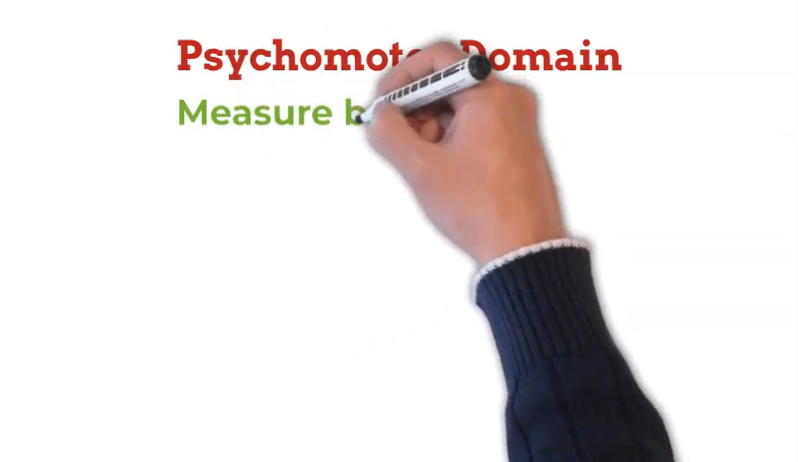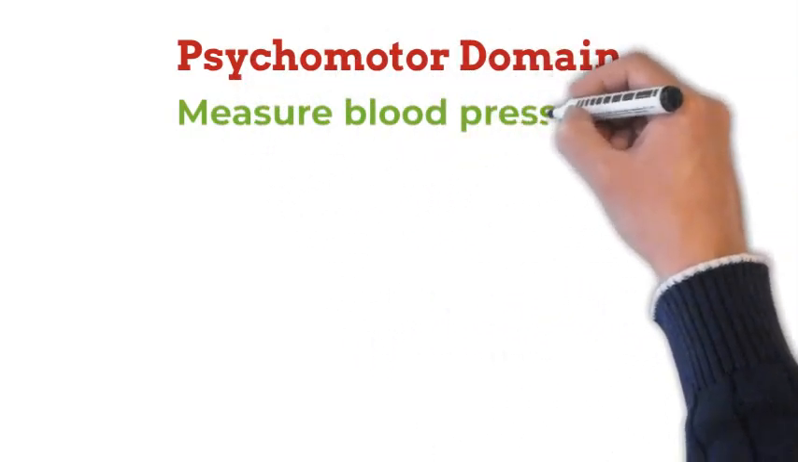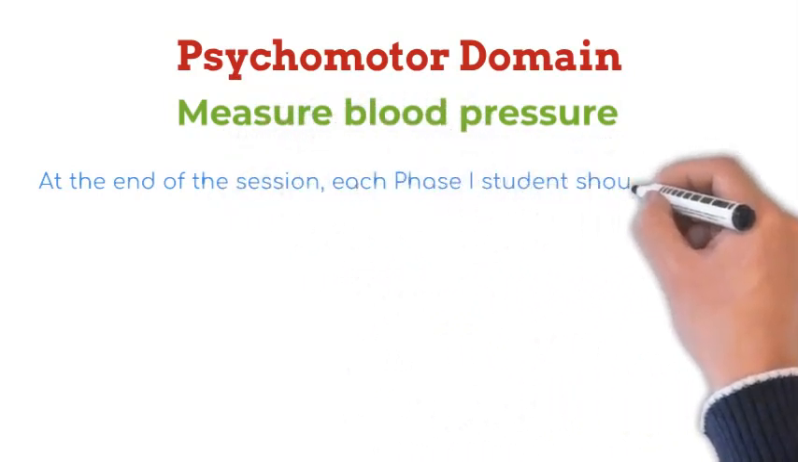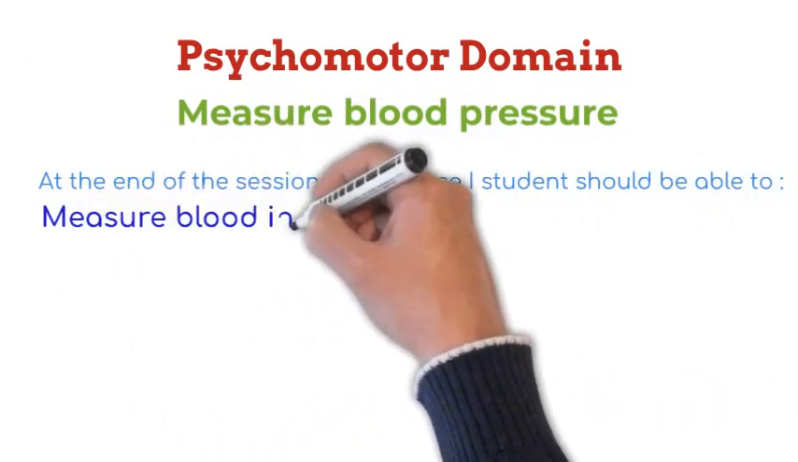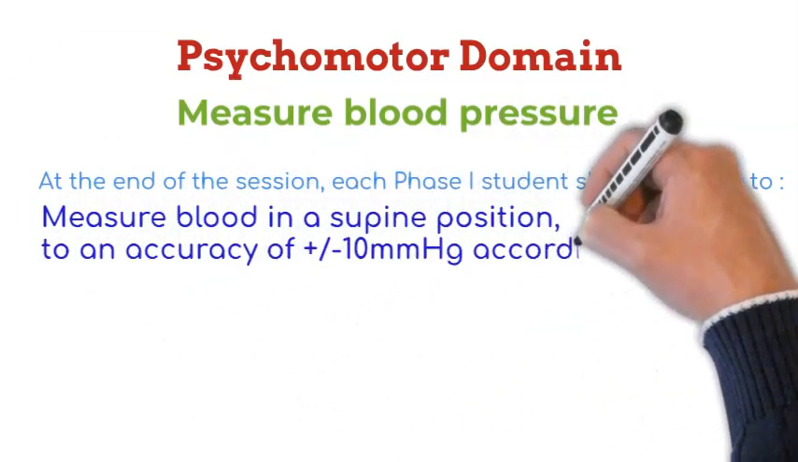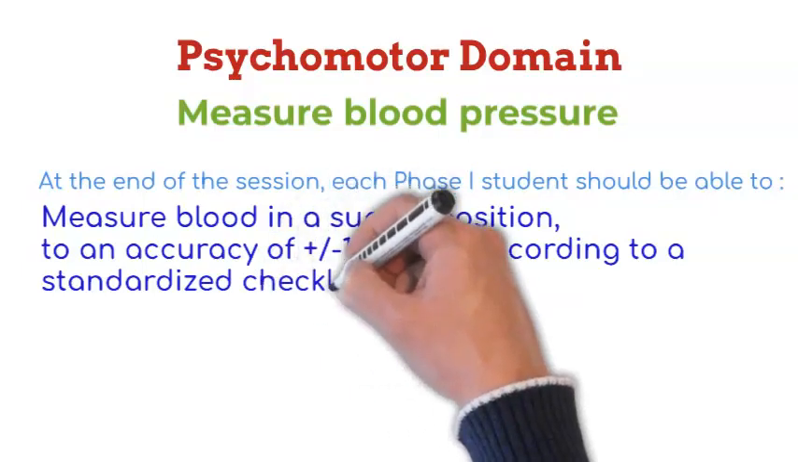Right? Writing learning objectives related to the psychomotor domain. Measure blood pressure. At the end of the session, each phase 1 student should be able to measure blood pressure in a supine position to an accuracy of plus or minus 10 millimeters of mercury according to a standardized checklist.